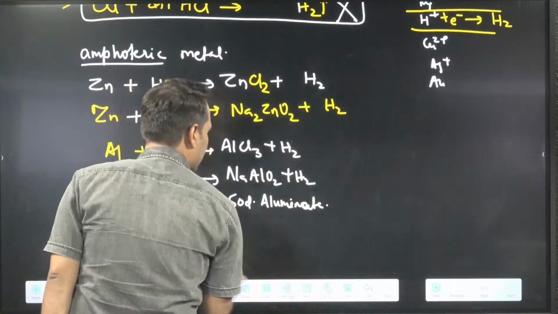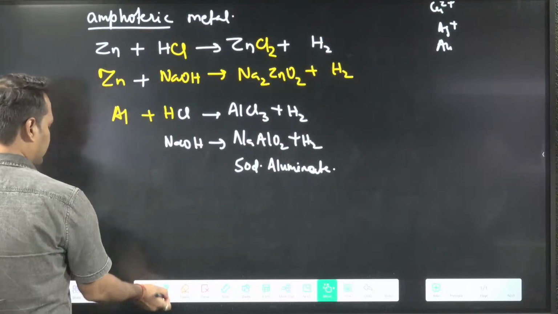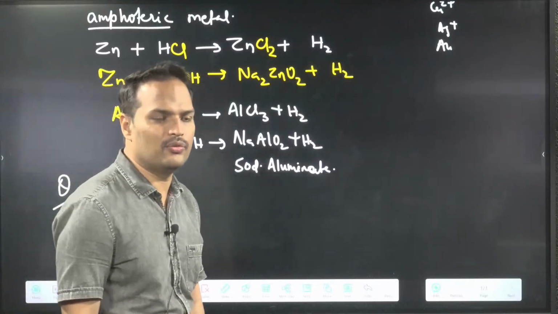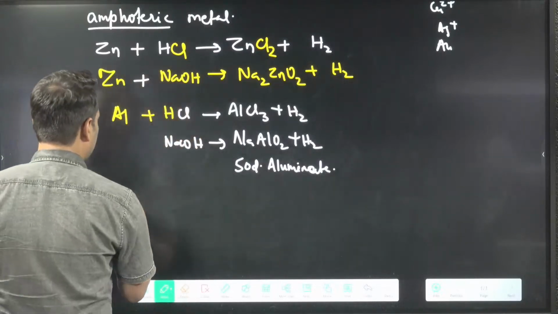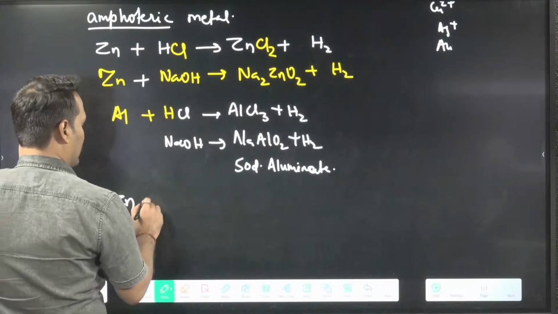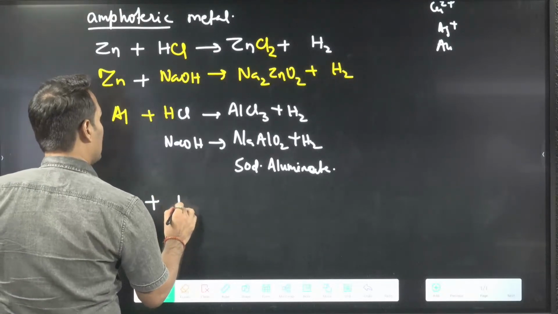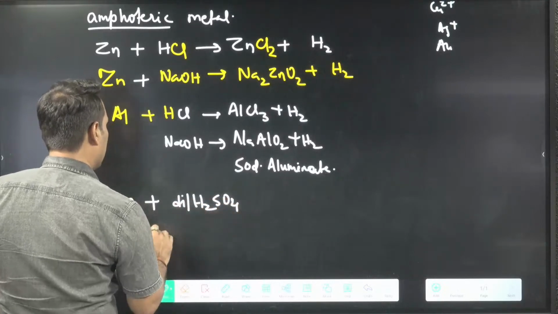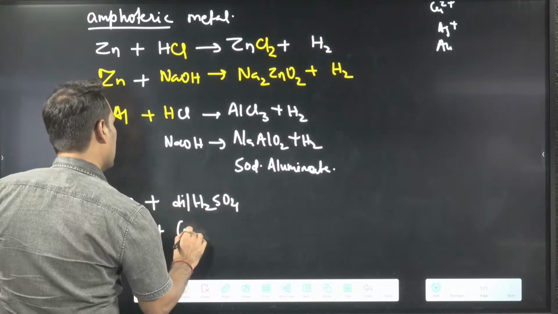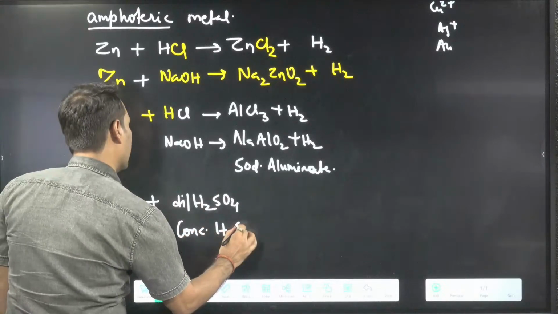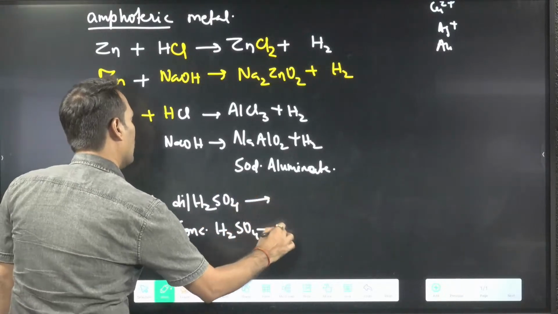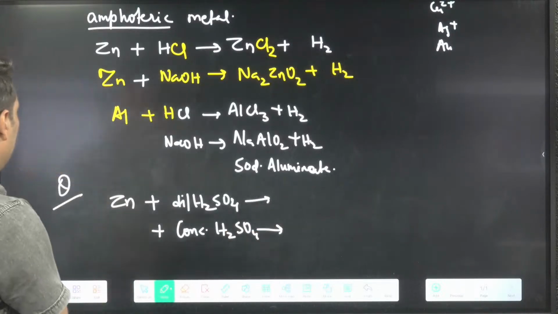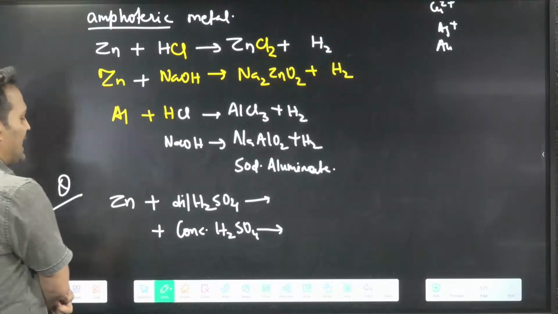Now there is one thing. Listen this point very clearly, very carefully. Here you will be trapped. They will give like this, कि zinc is there, and I am reacting zinc with dilute H2SO4. And I am reacting zinc with concentrated H2SO4. Then what you will say? What is going to happen? What do you think? In which case hydrogen gas will be liberated?